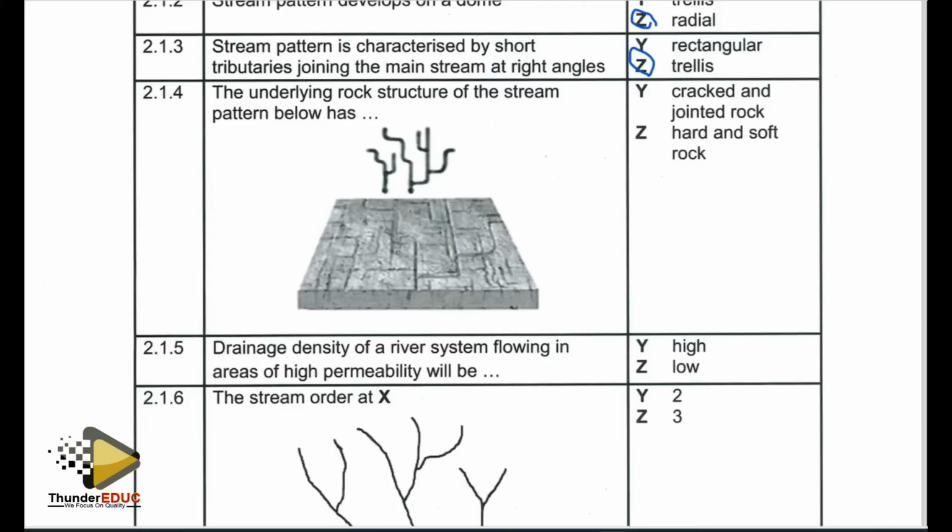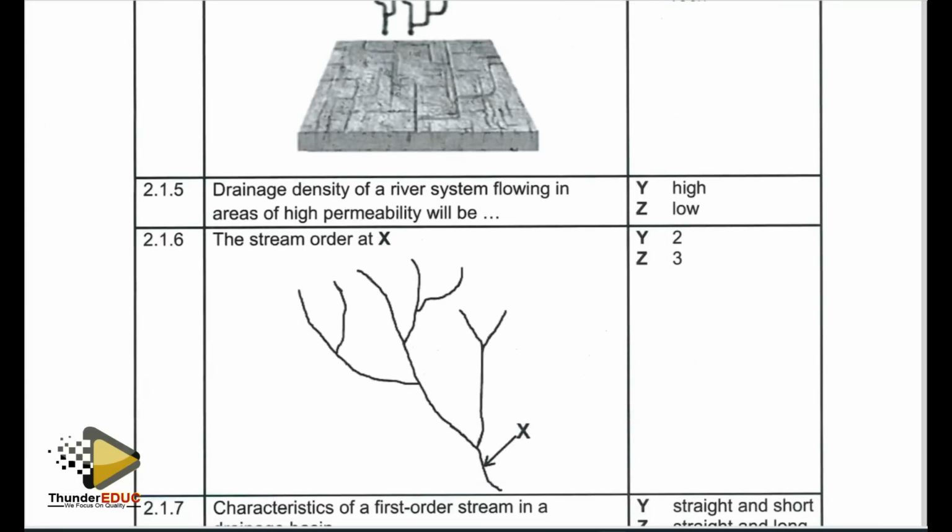Right. The correct response for question number 214 is Y, where we have cracked and jointed rocks. This pattern is influenced by the cracks of the underlying rocks. The streams will follow the areas of weakness which have cracked. So the streams will be influenced by the underlying existing cracks along the rocks below that area.